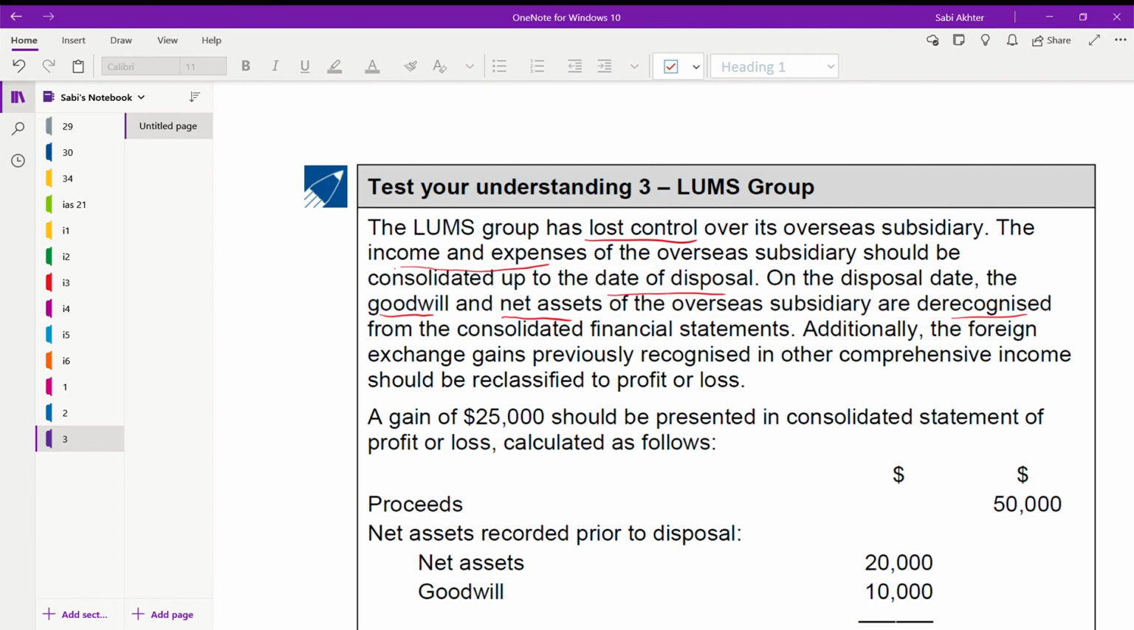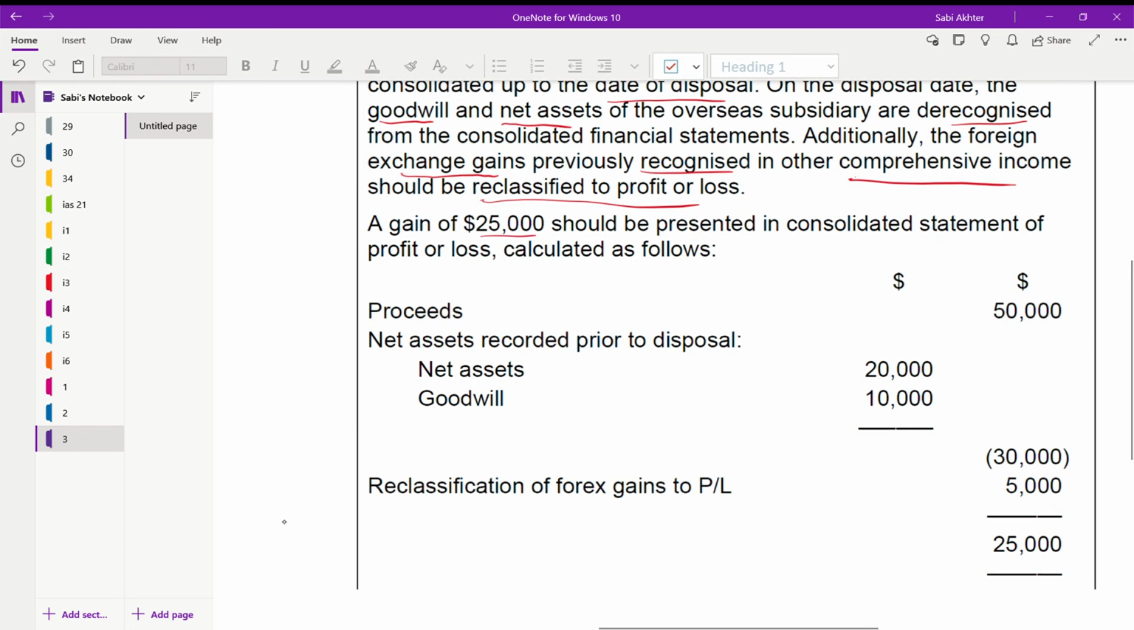Also, the foreign exchange gain that was previously recognized in OCI will now be reclassified to profit and loss. This is the important thing that you need to understand. There was a gain of 5,000. That should be presented in the consolidated statement of profit and loss. Let's see. Proceeds were 50,000. This is the pro forma. Net asset is 20, goodwill is 10, deducted from the proceeds, and it will be 20,000.